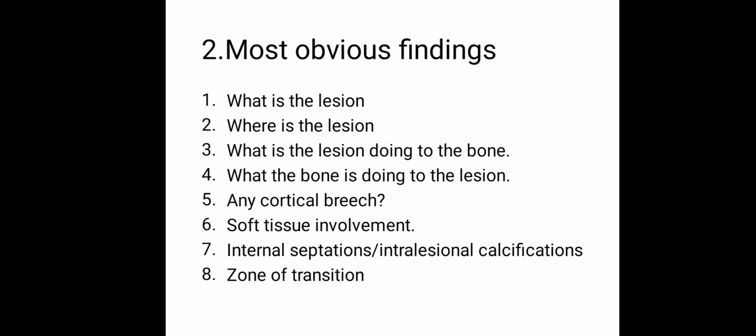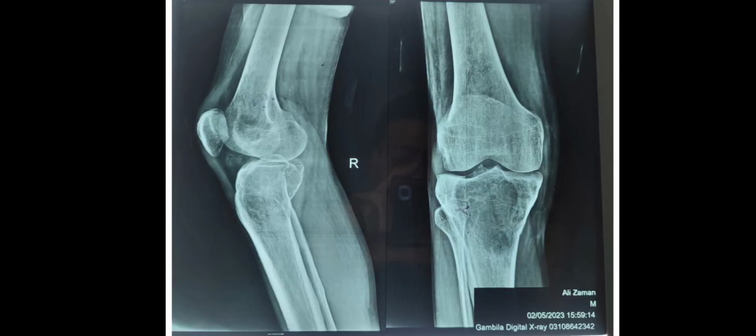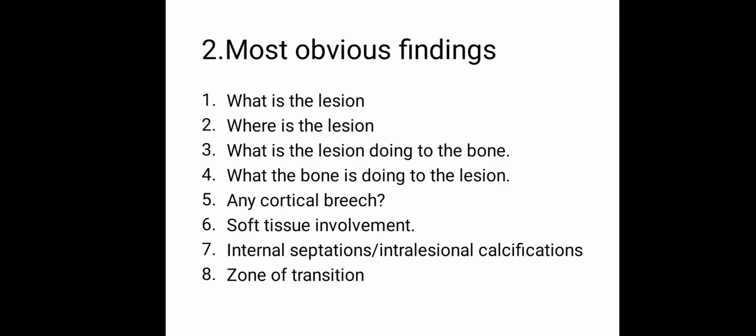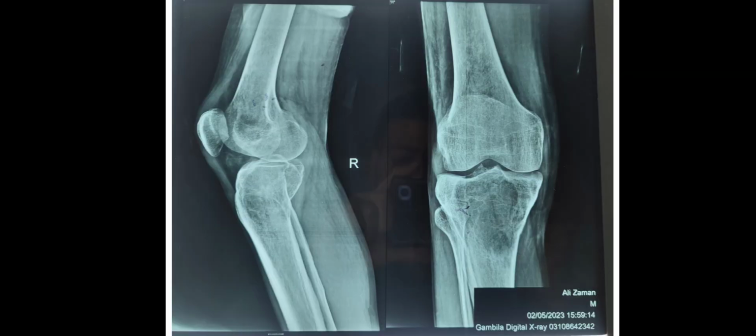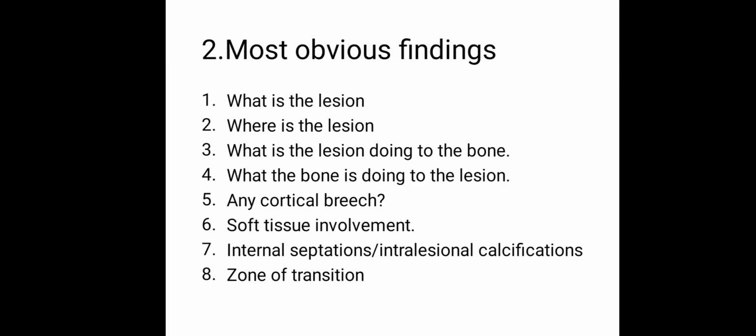The third question is, what is the lesion doing to the bone? So it is basically a cavitating and expansile lesion. It is expanding the bone. The fourth question is, what the bone is doing as a reaction to the lesion. In some cases like Ewing sarcoma or osteosarcoma, there is periosteal reaction resulting in Codman triangle, sunburst appearance or onion skin appearance. So none of these signs can be appreciated, which rules out any periosteal reaction, or there is no bone reaction in response to the lesion.